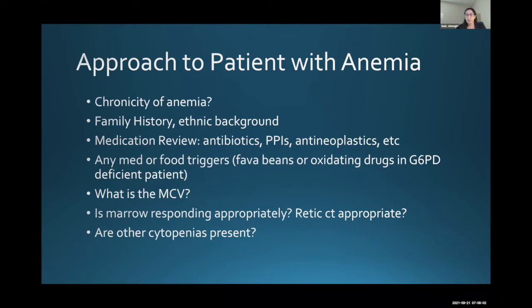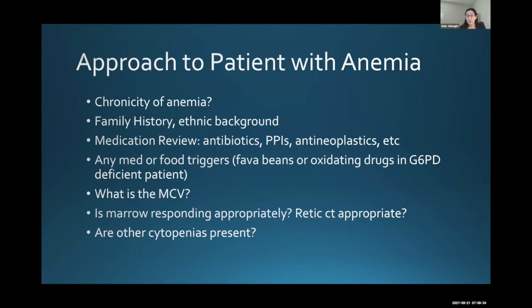The chronicity of anemia can also be helpful, especially in certain ethnic backgrounds. There's more of a propensity for some of the familial hemoglobinopathies, which are more prominent in African, East Asian, Asian, Mediterranean, and South American countries, where we're seeing more things like thalassemias. So just something to keep in mind, that family history. And if somebody's been anemic all of their life, it's probably not something new that's occurring.